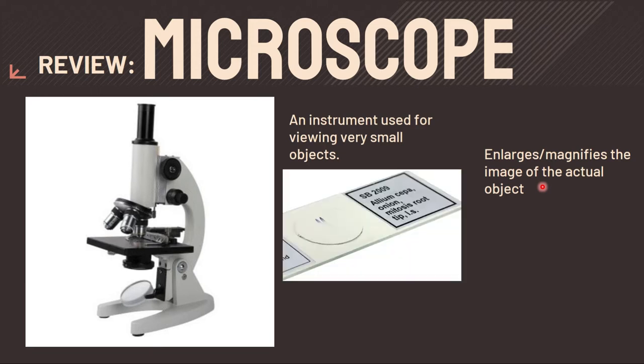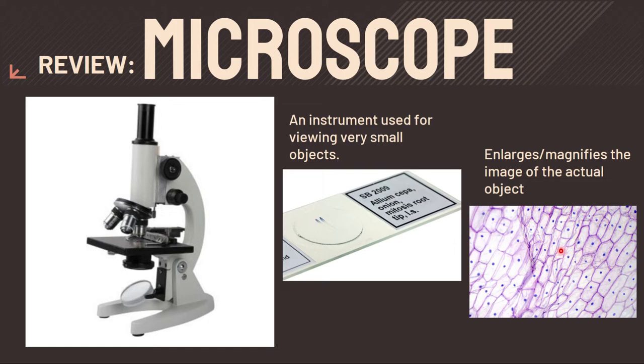So if you're going to observe this slide, we call this a slide. This is allium cepa, or also known as onion. As you can see, it looks like a dot. But this one is a tissue, coming from the tip of its root. So if you're going to view that under the microscope, you will see the cells of the allium cepa very clearly. There are so many cells.